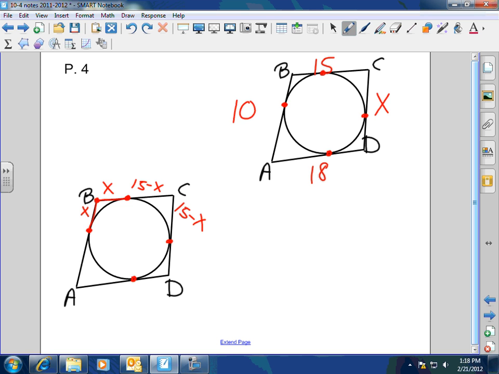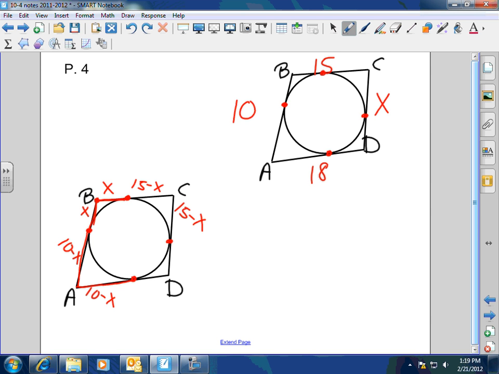Now, pay attention to this one. On side AB, the whole thing is 10. If B to the point of tangency is X, the point of tangency to A is 10 minus X. You with me? So then this is 10 minus X. So now the only thing we've got to figure out is from the point of tangency to D. Well, this is X and this is X because of the two-tangent theorem. This is 10 minus X and that's 10 minus X because of the two-tangent theorem.